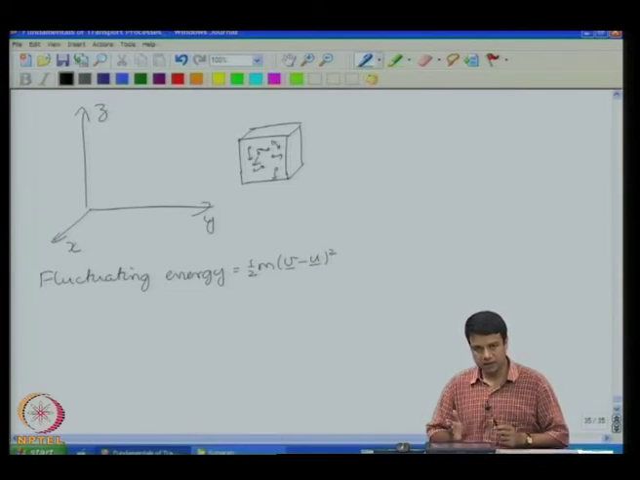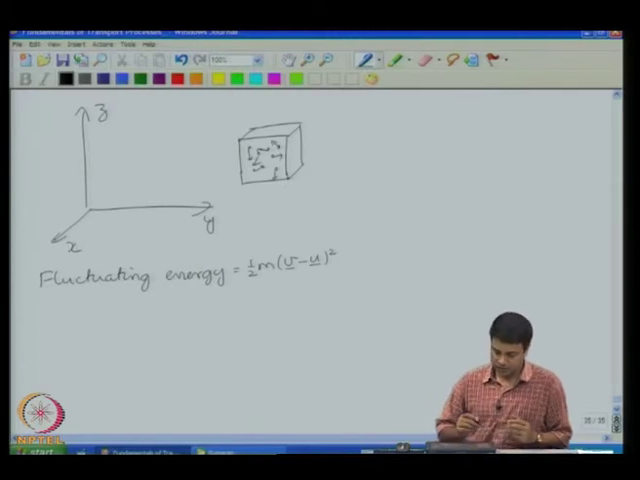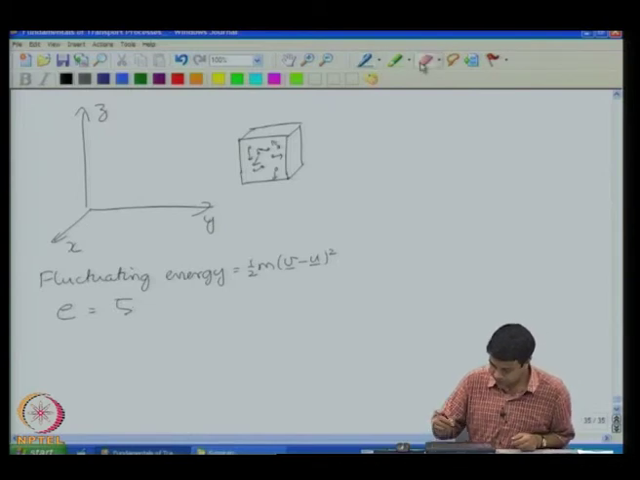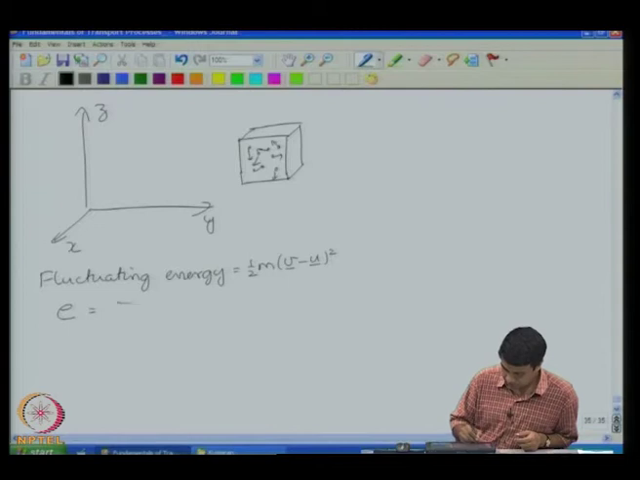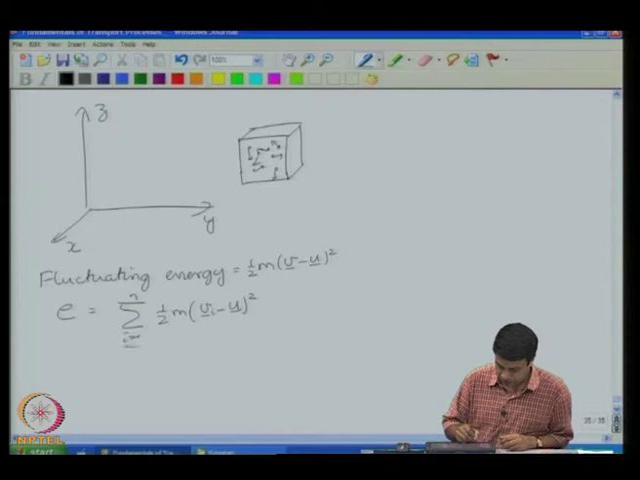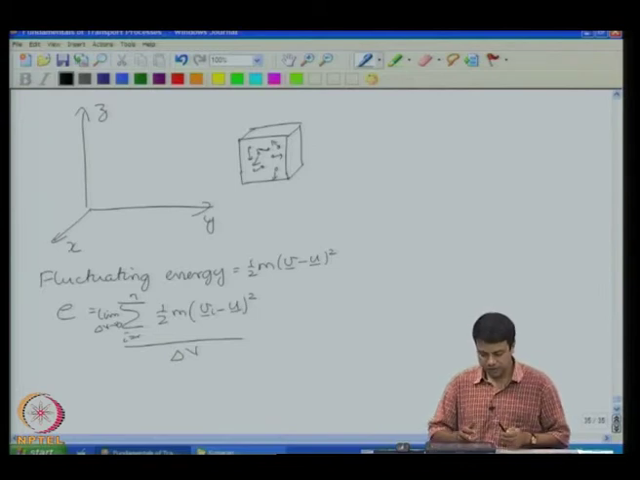There is the kinetic energy associated with the mean motion. And then if you subtract out the kinetic energy of mean motion, you get the kinetic energy of the velocity fluctuations. So, this is the fluctuating energy of a single molecule. The fluctuating energy density is calculated by summing this over all of the molecules: summation i equal to 1 to n of half m into vi minus u, whole squared, divided by delta v in the limit as delta v goes to 0. So, this is half m v RMS squared by delta v in the limit as delta v goes to 0.